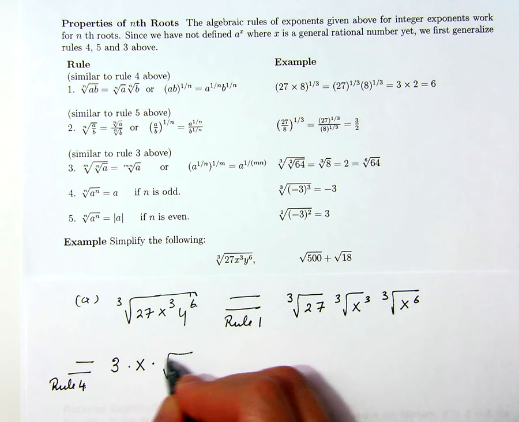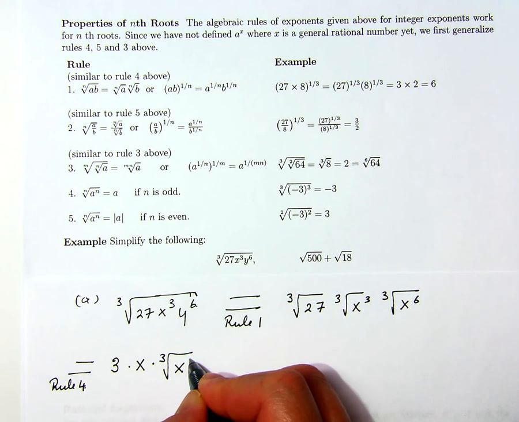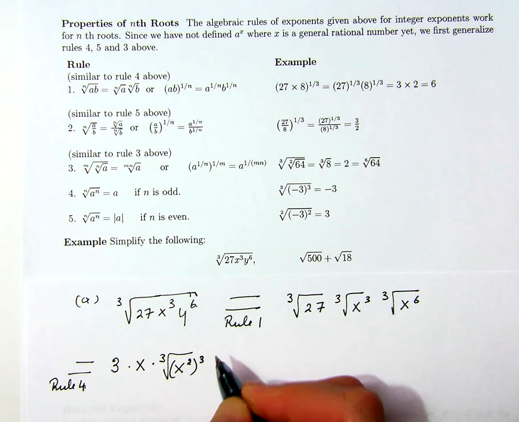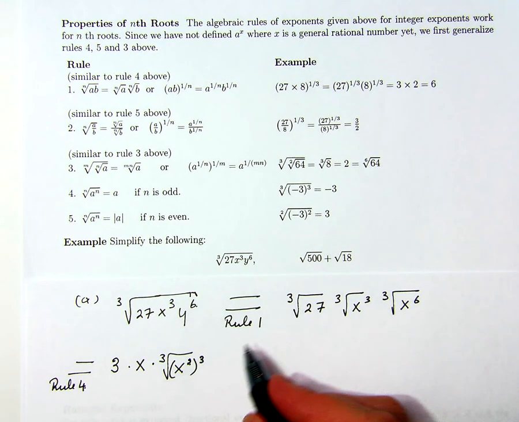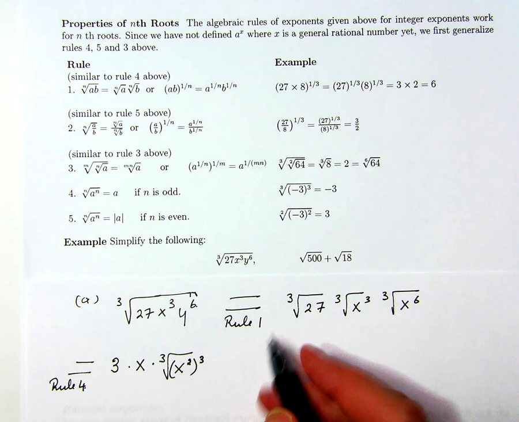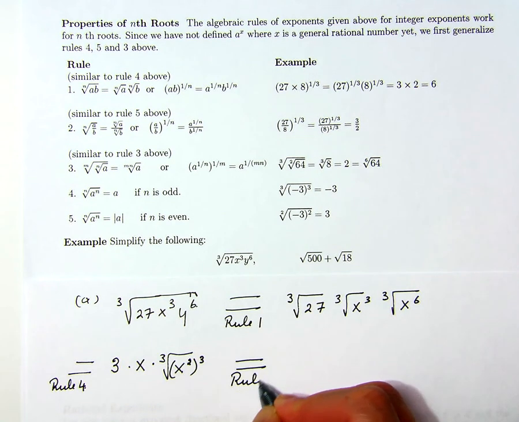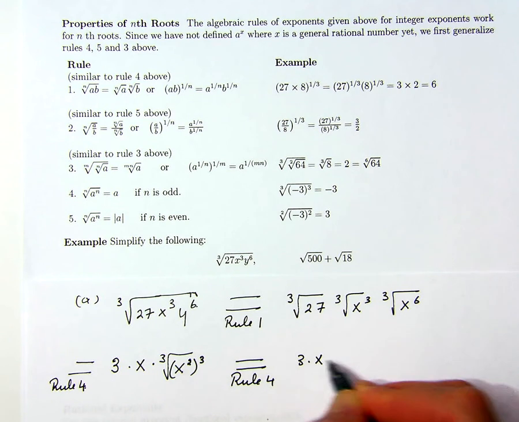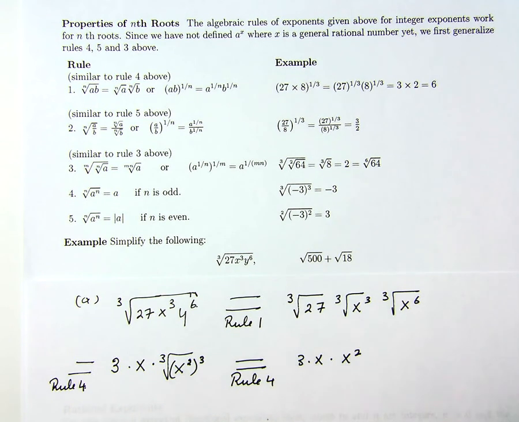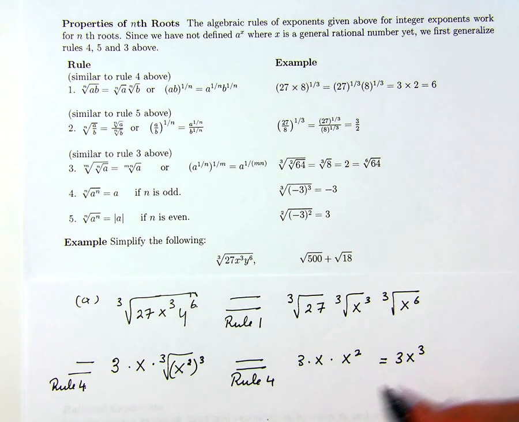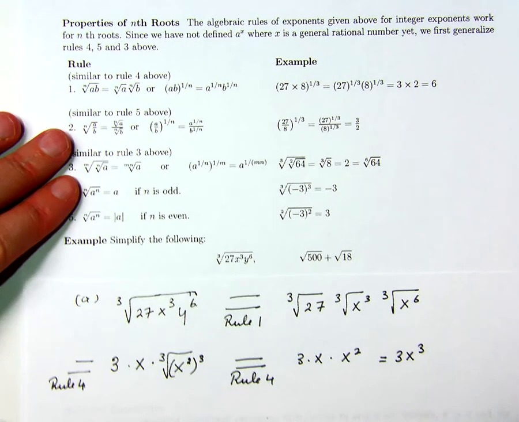And now the cube root of y to the 6 is the cube root of (y squared) to the 3. And again, I can use rule number 4. So this is equal to y squared. And now that's 3 times x times y squared, and that's a simplification of what I was given.